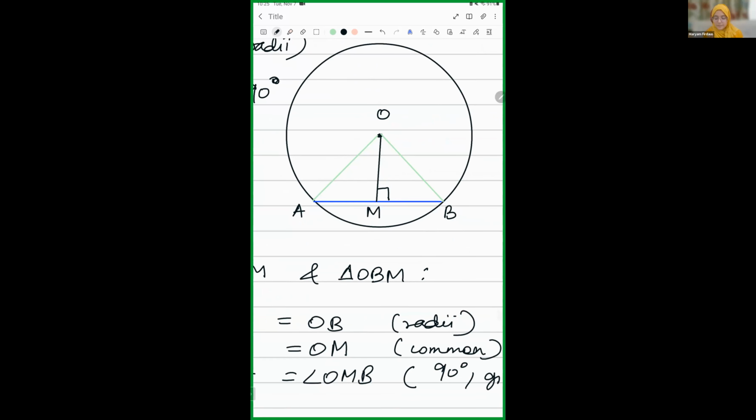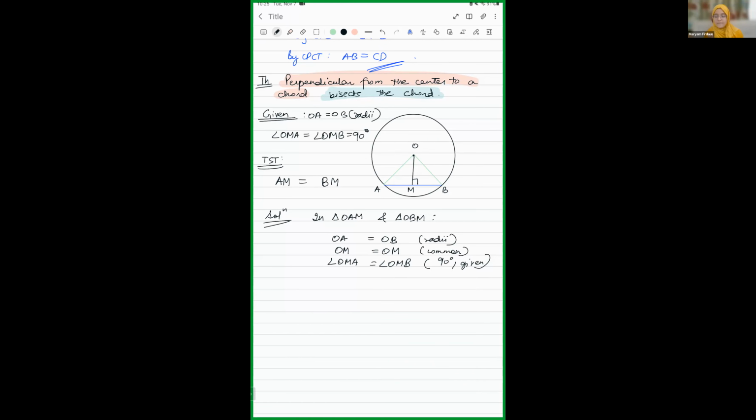Abdul Jabbar, any ideas? Ever heard of RHS? What happens in RHS? Right angle, hypotenuse, side. So we have a right angle over here, right? OMA and OMB. Hypotenuse means this one. OA and OB are the hypotenuse.